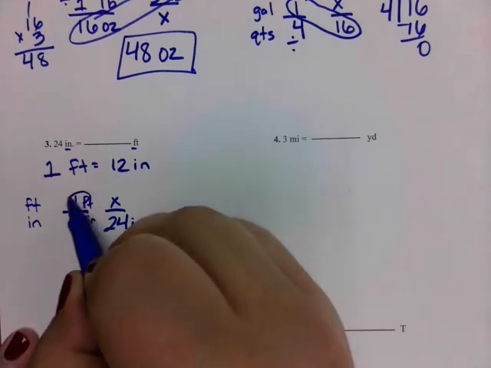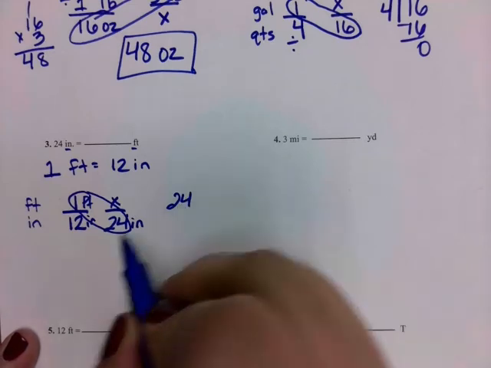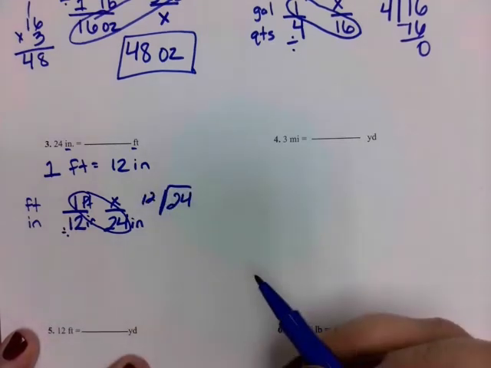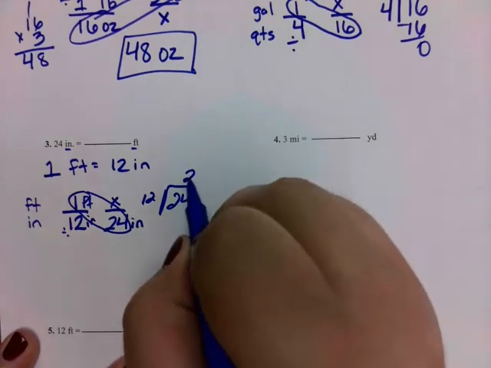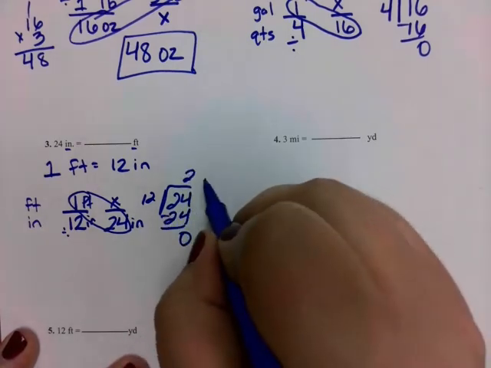All right, so we're going to cross multiply these two now. 24 times 1 is 24, and then we're going to divide by 12. I know that 12 goes into 24 twice, and we are done. So 2 feet.